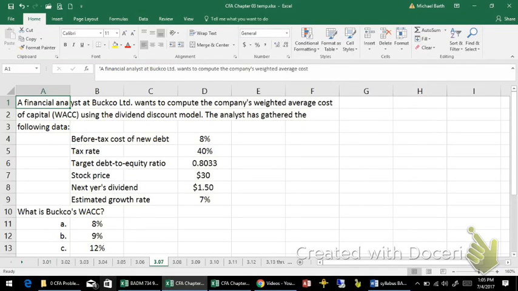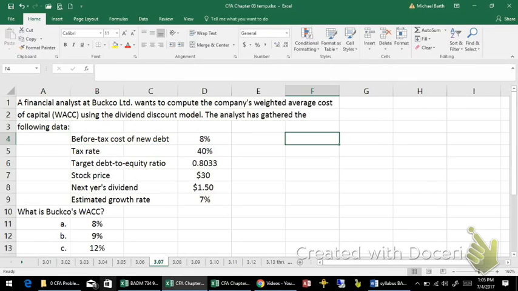This is problem 3.7 from the end of chapter 3 problems in the CFA Institute textbook, Corporate Finance, A Practical Approach. And here the problem tells us a financial analyst wants to compute the weighted average cost of capital using a dividend discount model. So they've got debt and they've got common equity, and that's the only two pieces.